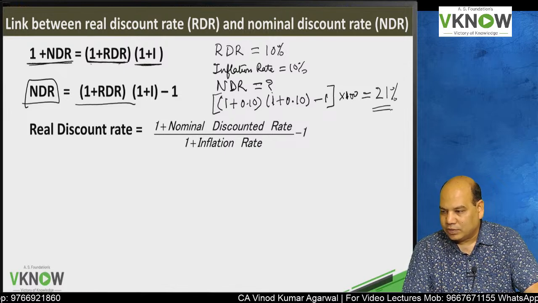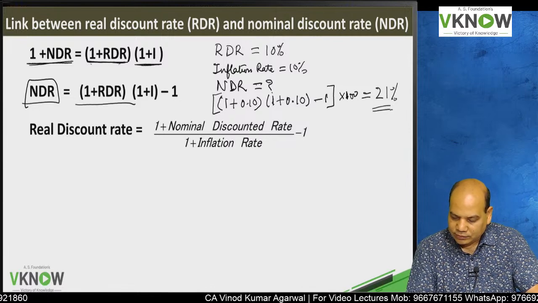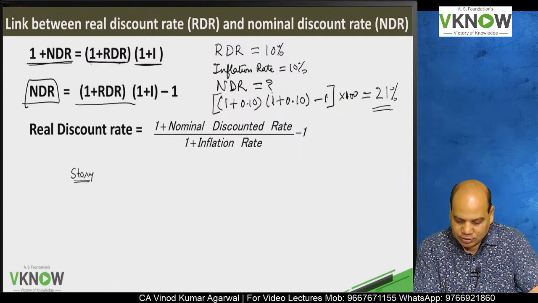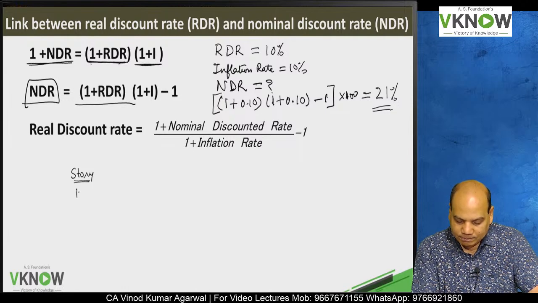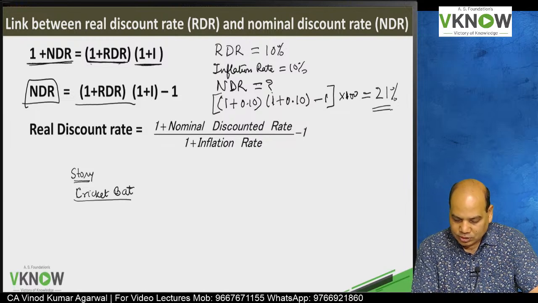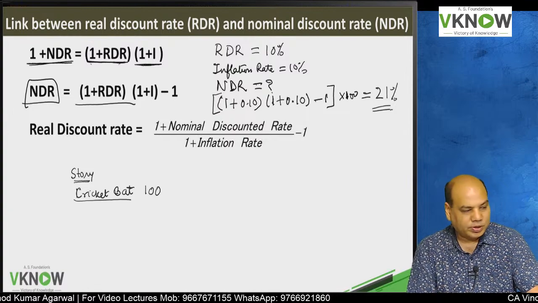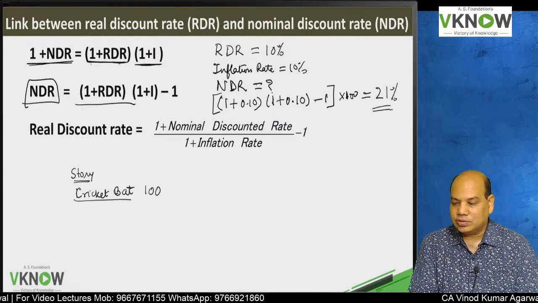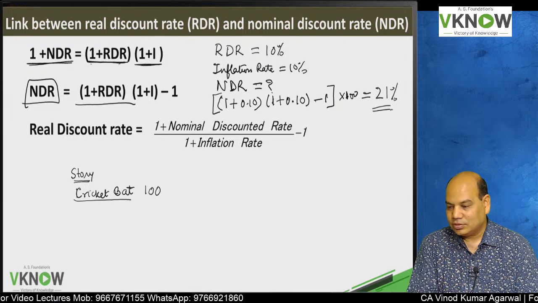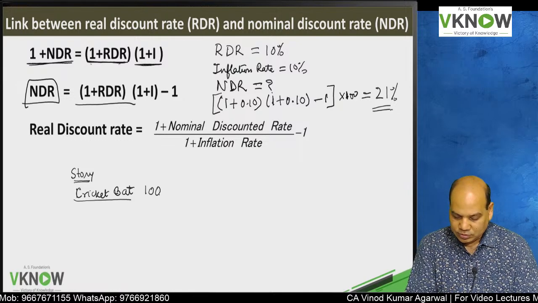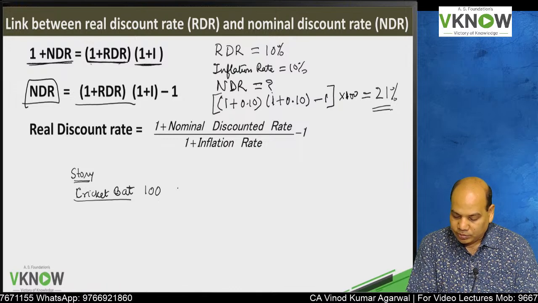Then some student will have a query, why we have multiplied the two, why we have not simply added the two figures. So for that, let us understand one small story. Suppose you go to buy a cricket bat. For the sake of simplicity, assume that the cricket bat costs 100 rupees today. Otherwise, it will cost you something like 5000, 10000 if you buy a high quality English willow, 40,000 also. So cricket bat 100 rupees. There was an improvement in the quality.